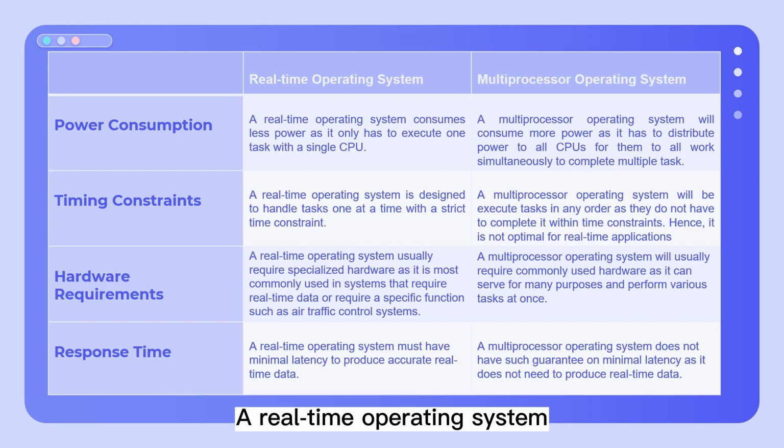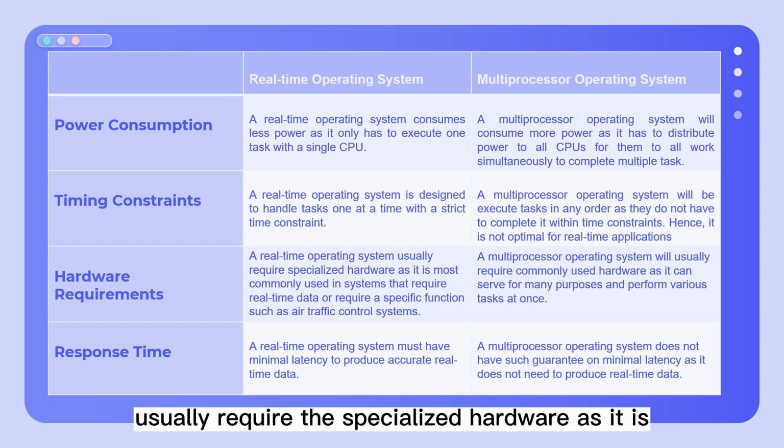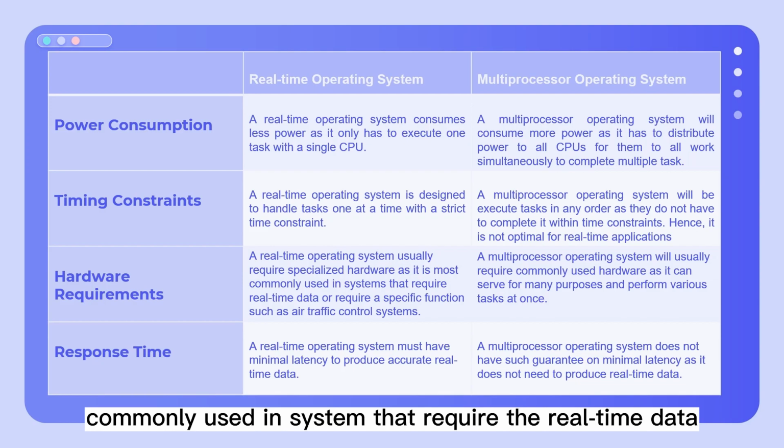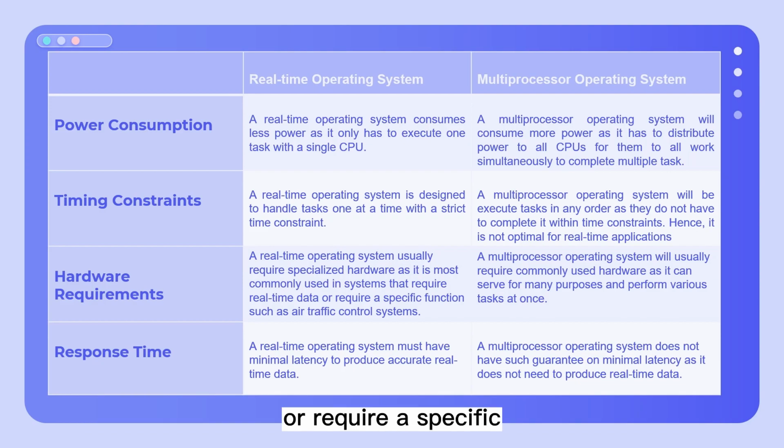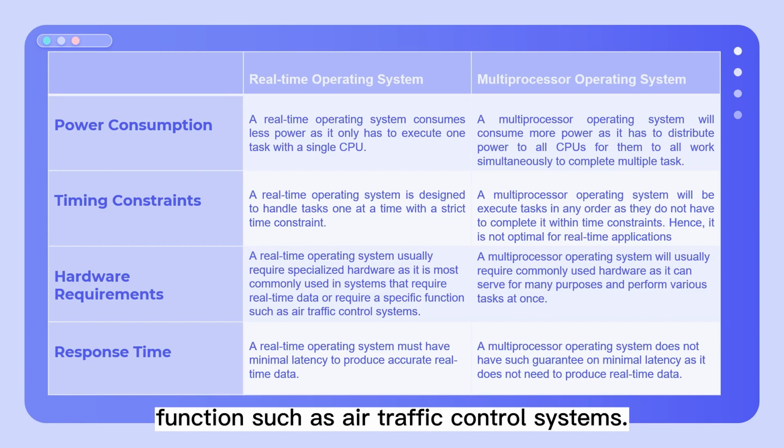Hardware requirements. A real-time operating system usually requires specialized hardware, as it is commonly used in systems that require real-time data or a specified function, such as the air traffic control system. But the multi-processor operating system will usually require commonly used hardware, as it can serve many purposes and perform various tasks at once.